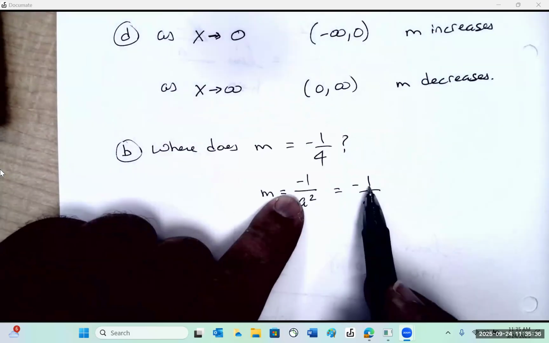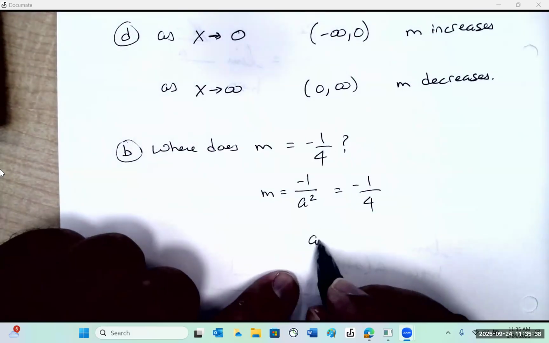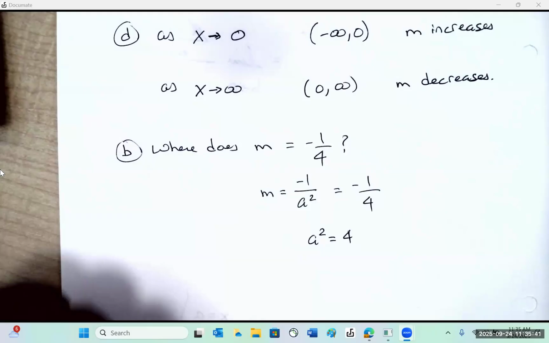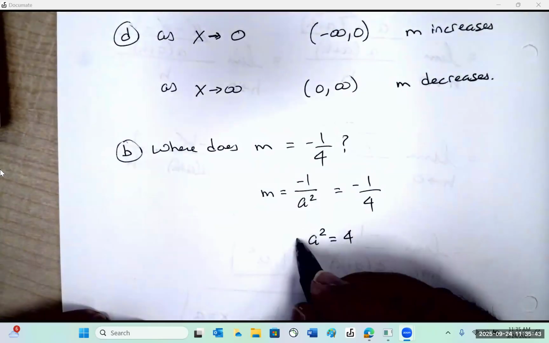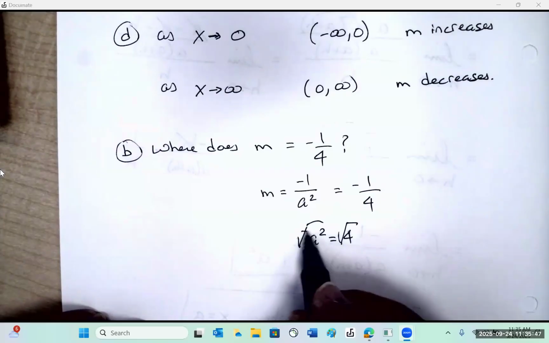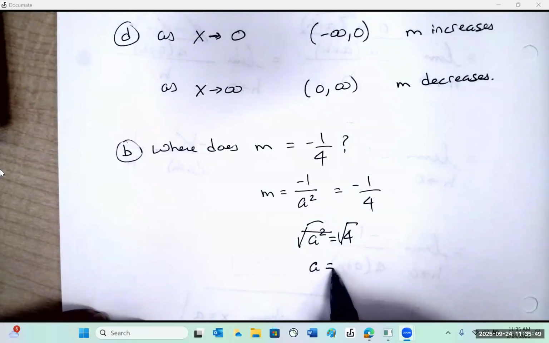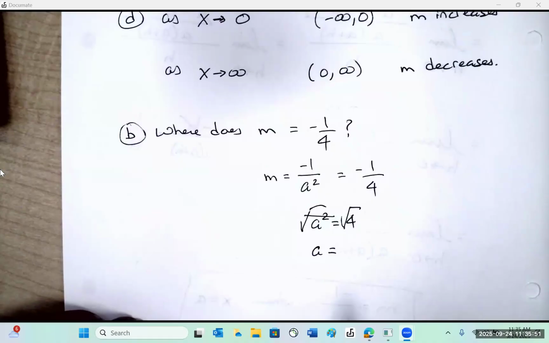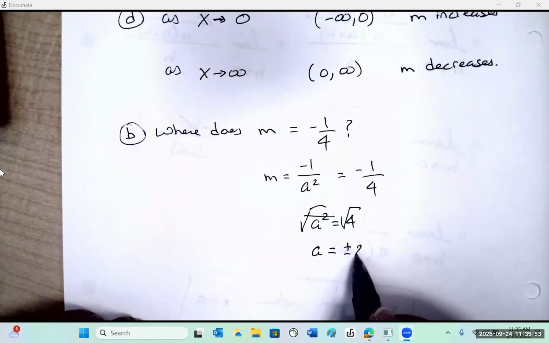Okay, so we know the numerators are the same, so we know that a² has to equal 4, correct? Square root both sides. What does a equal? ±2.